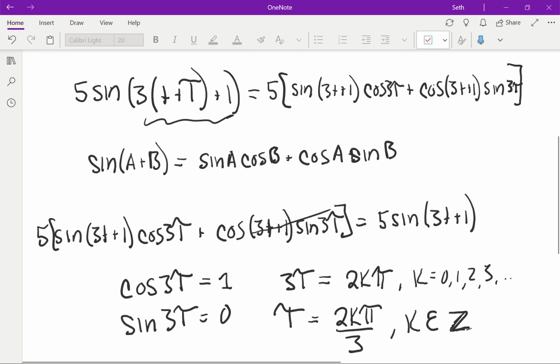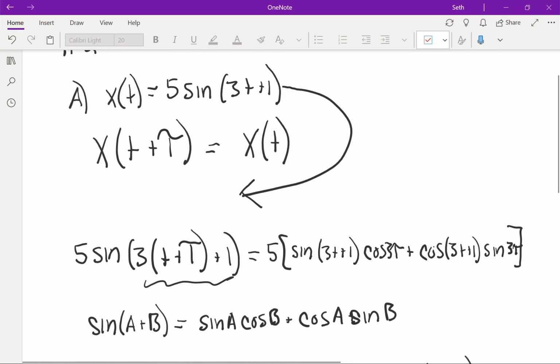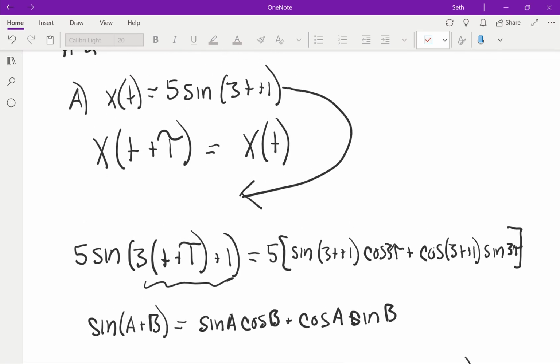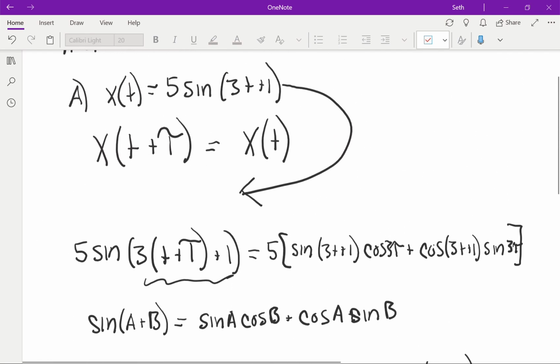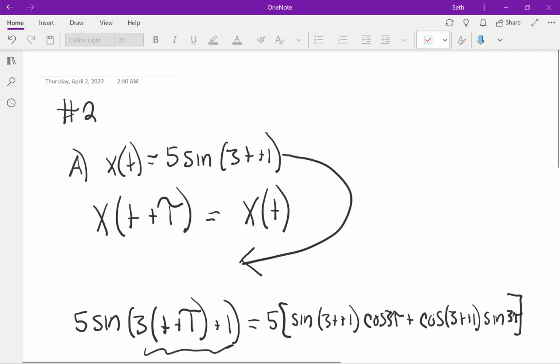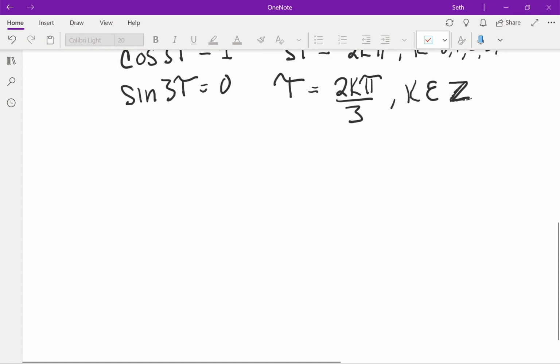And we could have actually picked this period out directly from x of t without going through all of this, just by writing that, well, let's not go into that since we already did it this way.